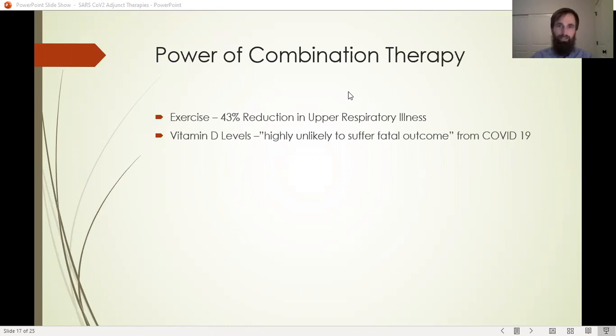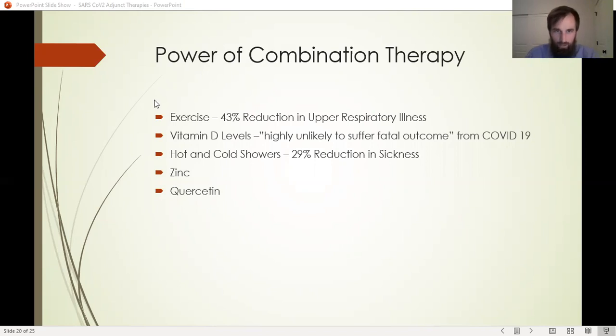But again, we don't have time for that. Hot and cold showers, 29% reduction in sickness. We saw that one. Zinc, we didn't even get to look at any studies on zinc. Quercetin. Zinc is what helps kill the virus. Quercetin is what helps get the zinc into the cells to kill the virus. So they kind of work together hand in hand. One dietary source of quercetin is apples. I have to mention apples since we're in Washington State.